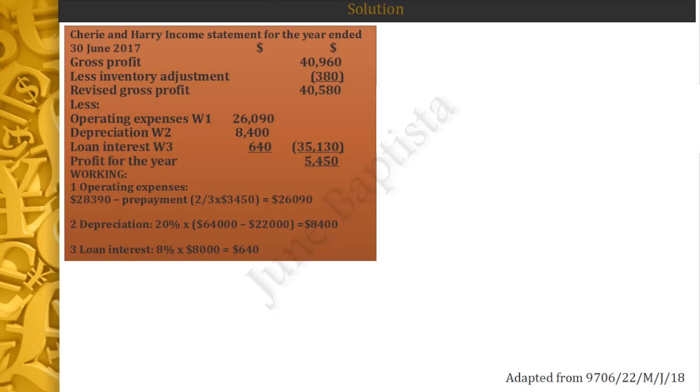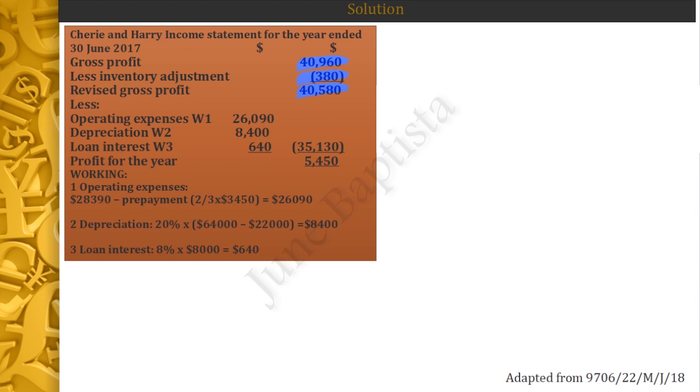Here is the solution to the example in the last slide that was adapted from a past paper. Sherry and Harry's income statement for the year ended 30th June 2017. The gross profit is $40,960 as per the information given. In additional information, you were told that inventory was overvalued by $380. We will deduct this to get a revised gross profit of $40,580. Less operating expenses. Let us look at working one.